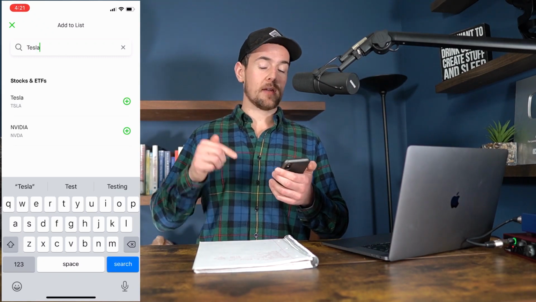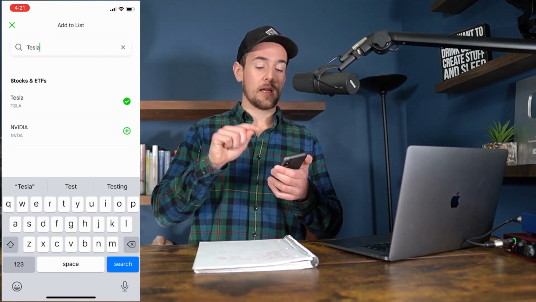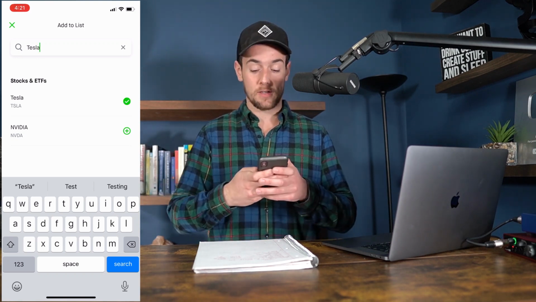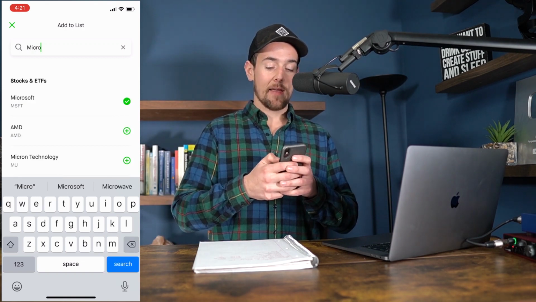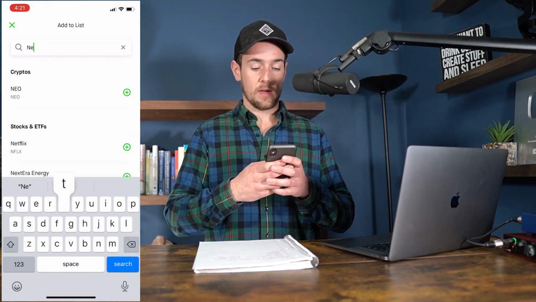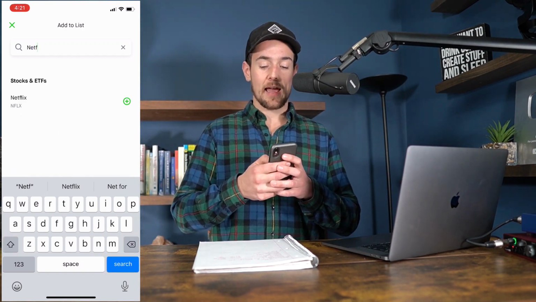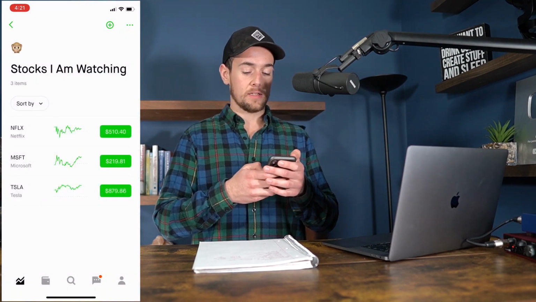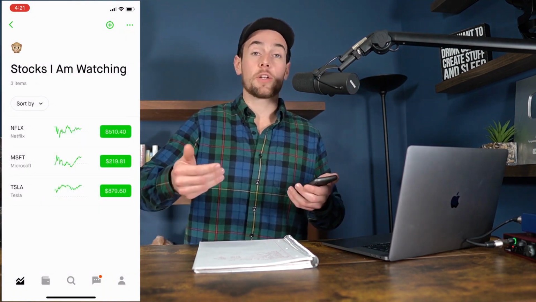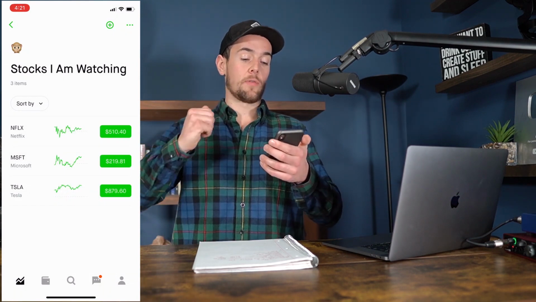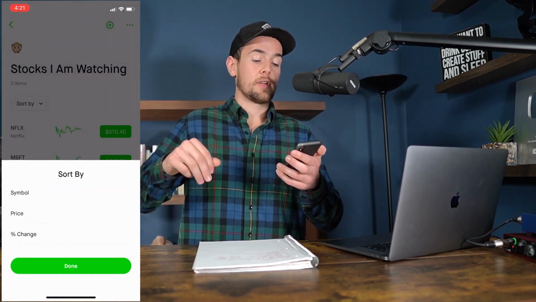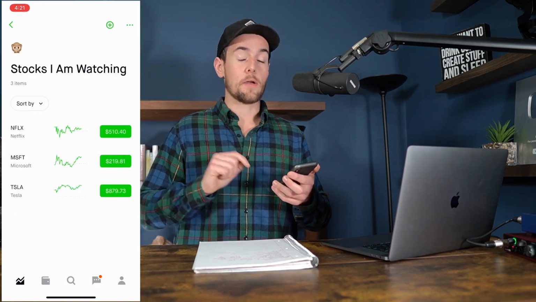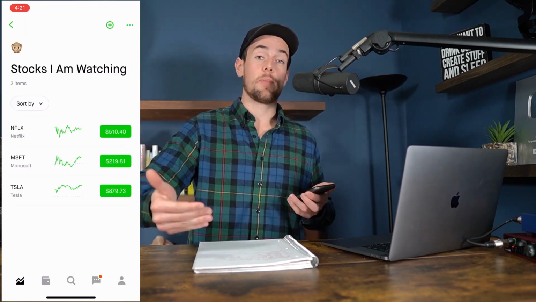So you would simply type in the name of the stock and click the plus icon. That adds that to my watch list. Do the same thing now with Microsoft. Add that. And then I'll do the same exact thing here with Netflix as well and add that to my watch list. So now if I click the X, I now have created a watch list of Netflix, Microsoft, and Tesla. And you can also sort this by symbol, price, and percent change day to day. So that is how you would create a watch list if you're looking to keep an eye on a number of different investments.